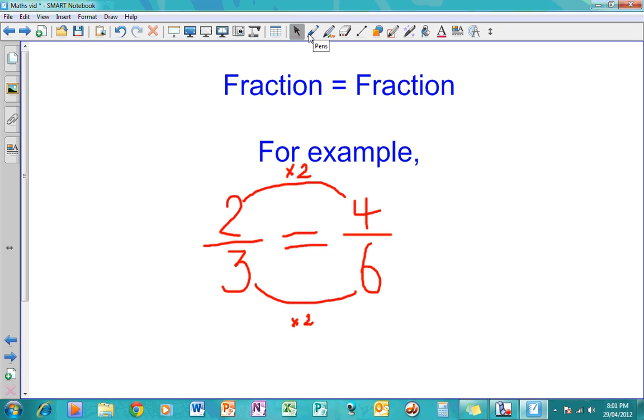But how do we get it? How do we get these two numbers and how do they relate? Well, if you're thinking this, don't worry, because I'm about to teach you. Whatever you do to the numerator, you do to the denominator. This means that I multiplied the 2 by 2 to get 4, and I multiplied the 3 by 2 to get 6. This means that 4/6 is exactly the same as 2/3, which means that they're both equivalent fractions.